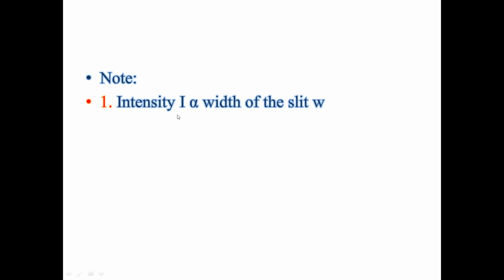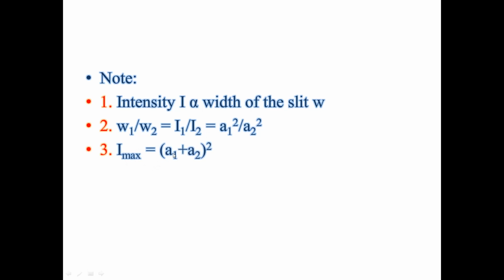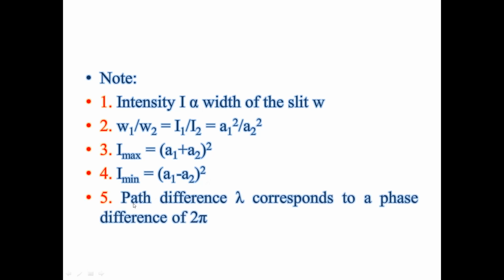Let us note some points about the intensity. Intensity is directly proportional to the width of the slit. So the ratio of the widths W1 by W2 will be equal to the ratio of the intensities I1 by I2. That is equal to A1 square by A2 square, because intensity is the square of the amplitude. Maximum intensity is A1 plus A2 the whole square and minimum intensity is A1 minus A2 the whole square. Another important point is that a path difference lambda corresponds to a phase difference 2 pi.